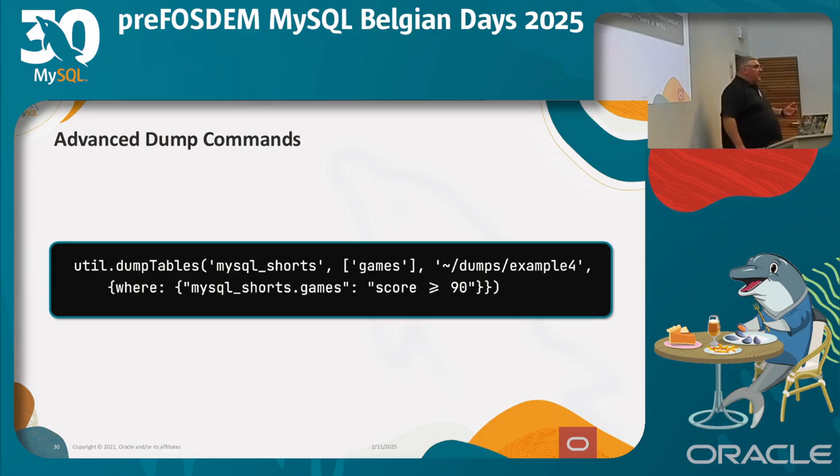If you only want a subset of the data from a particular table, you can actually add a where property to the options config. And here we're saying we want to dump tables. We're using the mysql_shorts schema, the games table. We're dumping it to example 4, and in the where clause, we're saying where mysql_shorts.games, which you have to do the full path to the table there, where the score column is greater than 90. So in this particular table, if there were scores that were less than 90, when we dumped it, those wouldn't be included in the dump.